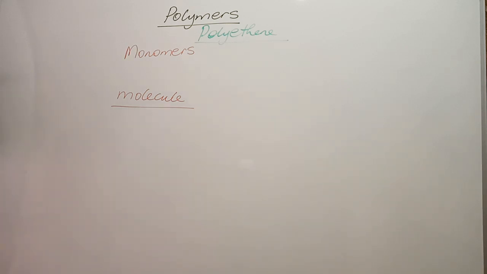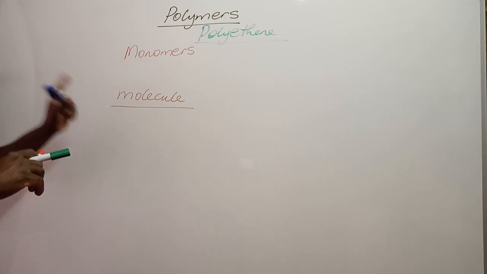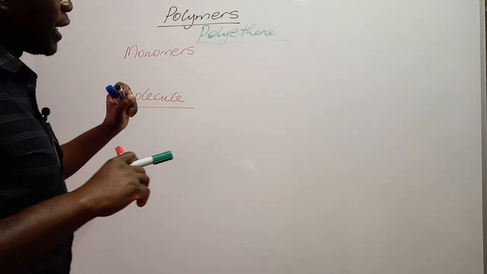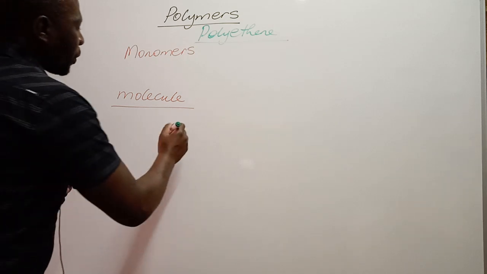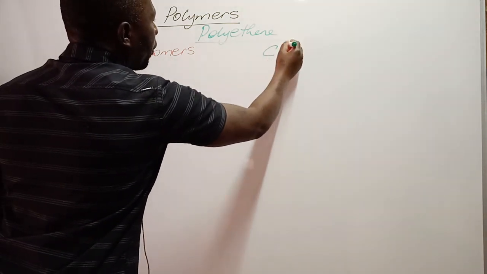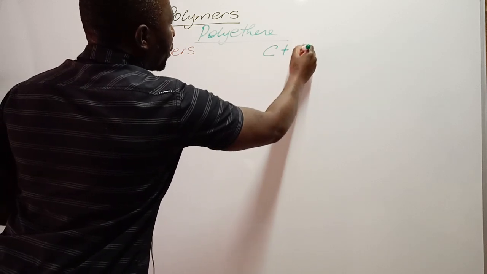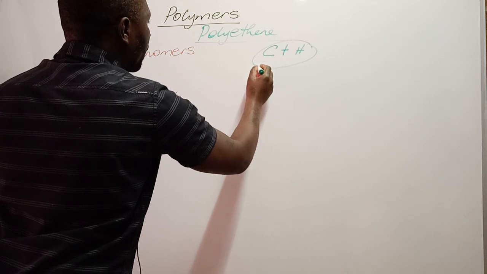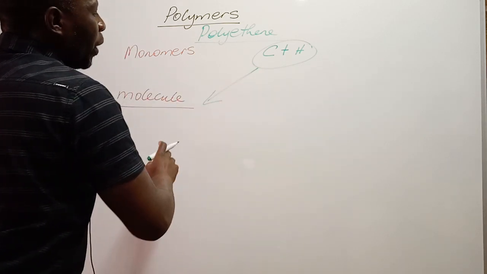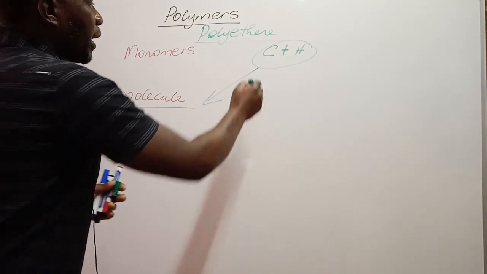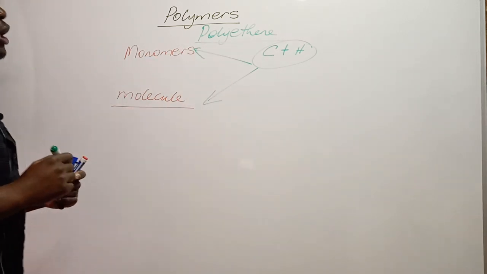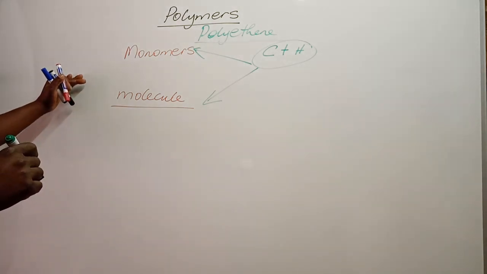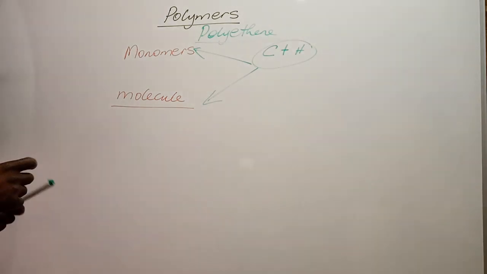Polyethylene is a man-made polymer where carbon and hydrogen elements fuse together to make the polyethylene molecule. So we have carbon that teams up with hydrogen to make up a molecule. And when these molecules combine together, they make up the monomers of polyethylene. This type of polymer is called an addition polymer. So this is what happens.